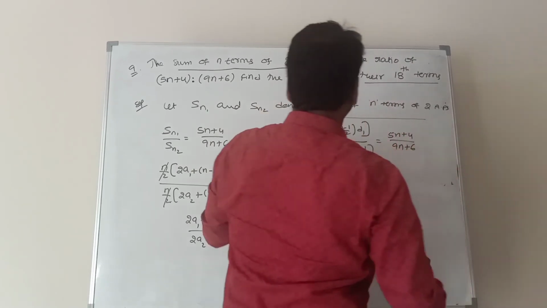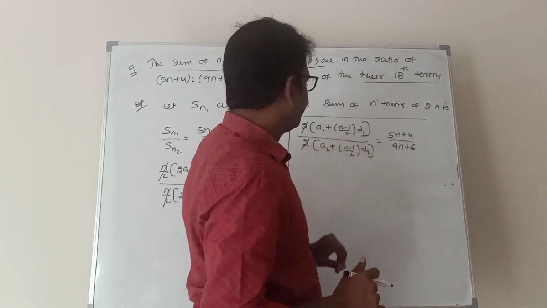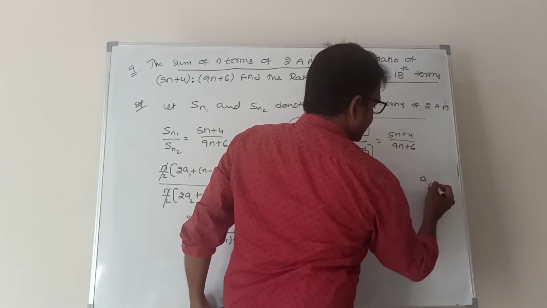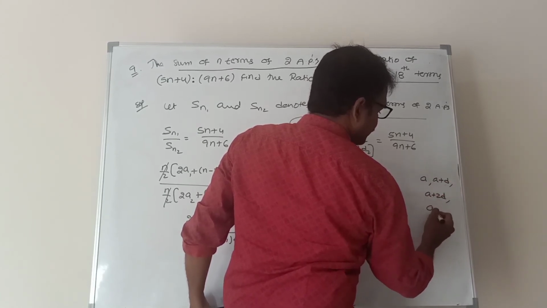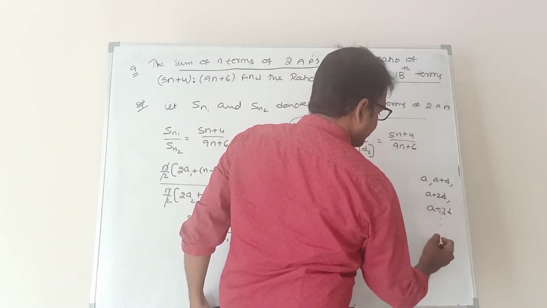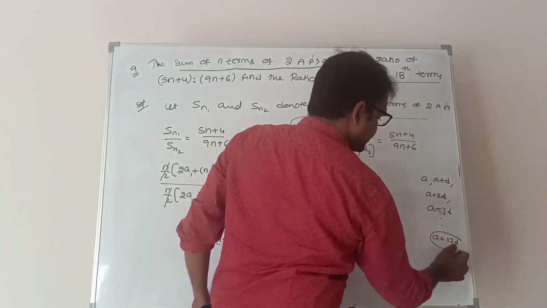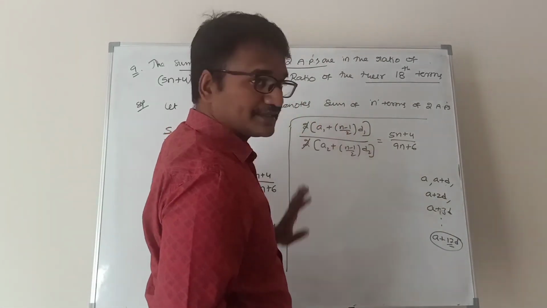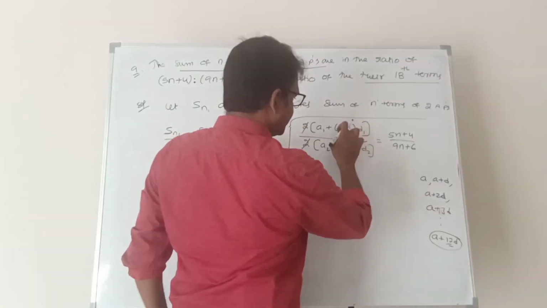Next, if you observe, this is also in the form of a + (n − 1)d. In this place you need to get 17. The first term is a, the second term is a + d, the third term is a + 2d, the fourth term is a + 3d. Similarly, if you want the 18th term, you need to get 17 here. Then only this will become the 18th term.